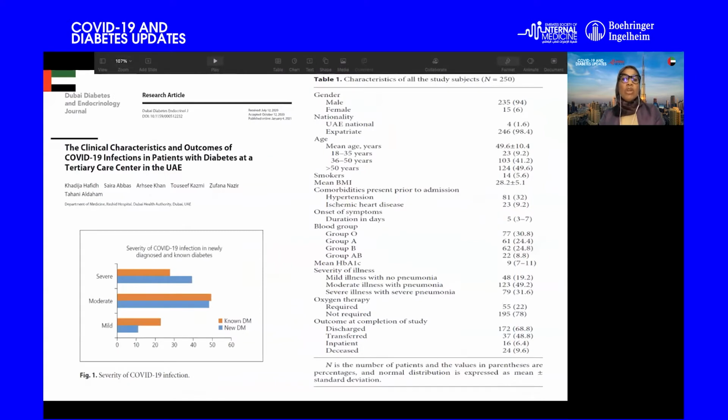We were able to look at our own patients, and what we found as well in our cohort is those patients that presented with COVID-19 infection and were diagnosed with new diabetes actually had more severe presentations of the disease shown here. So the blue are those that were diagnosed with diabetes during admission for COVID-19 versus the orange that were already previously known to have diabetes.